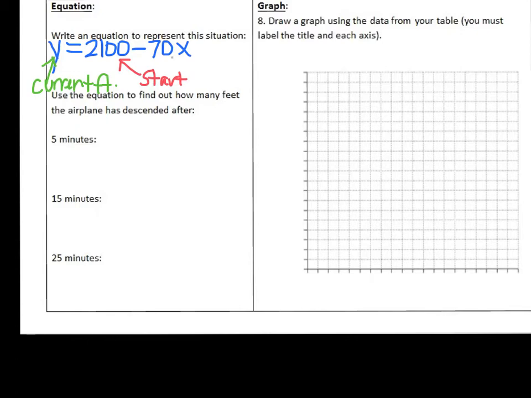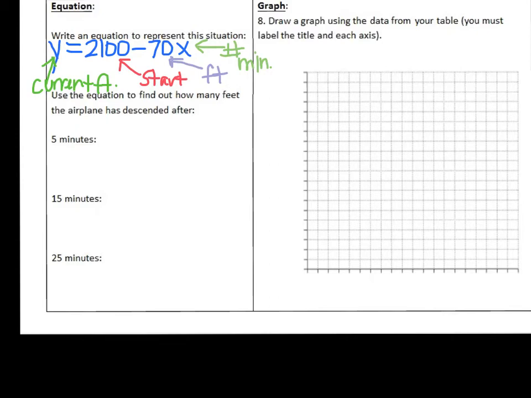And then 70 will represent our feet per, and x is the number of minutes. So our current elevation, or the current feet, is 2100, our starting point, minus 70 feet per number of minutes.